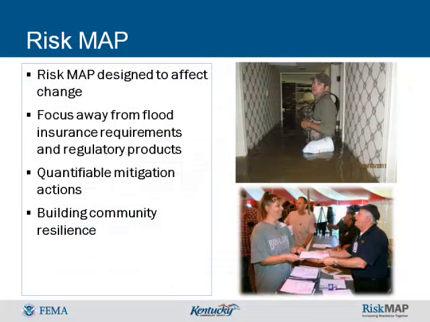To summarize RiskMAP, RiskMAP is designed to effect change through more effective communication and collaboration. RiskMAP is designed to expand the focus beyond flood insurance requirements and whether you are in or you are out of the floodplain. RiskMAP was developed to produce products that depict risk for the public and community officials for more effective risk mitigation. Lastly, RiskMAP encourages the development of quantifiable mitigation actions that a community can implement to reduce flood risk and build community resilience.